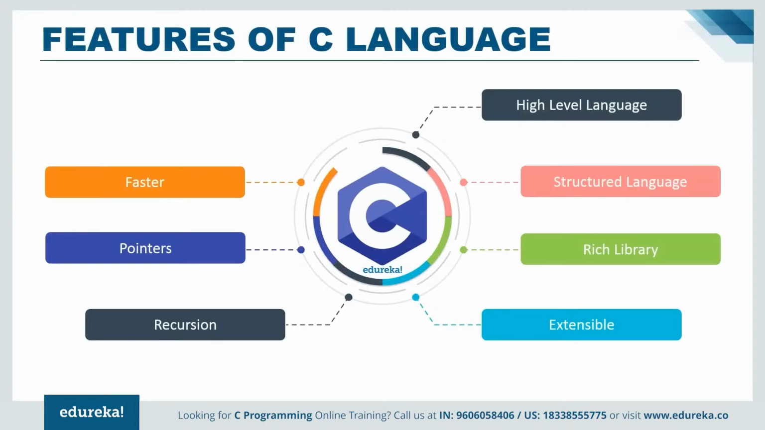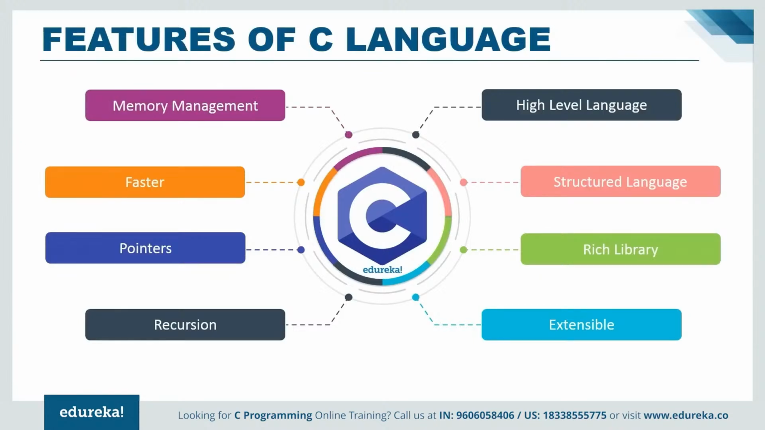Using the C programming language, users can execute programs faster than its predecessors. And the final feature is memory management. The C programming language offers many functions where we can dynamically and directly interact with the memory of the computer system. Many functions such as malloc, calloc, realloc, and free are the dynamic memory allocating functions used in the C programming language.